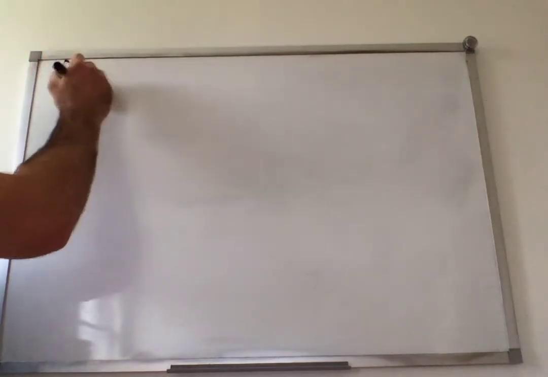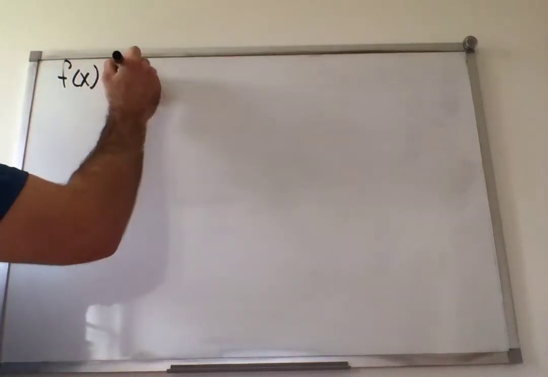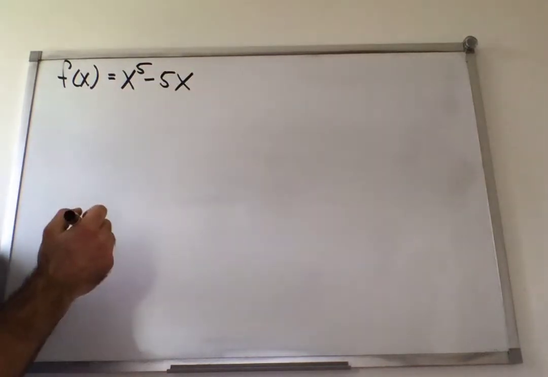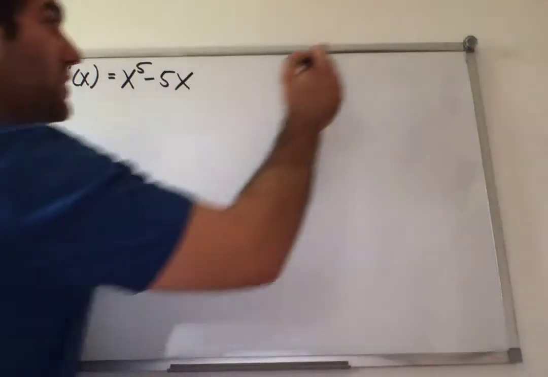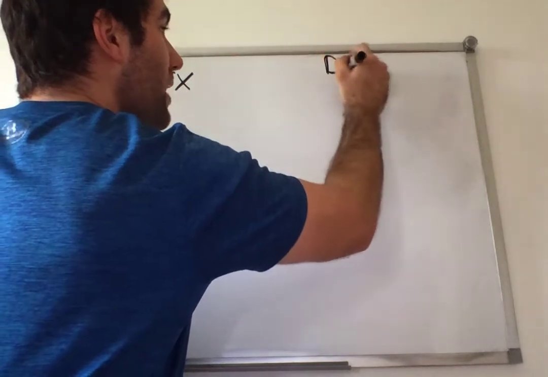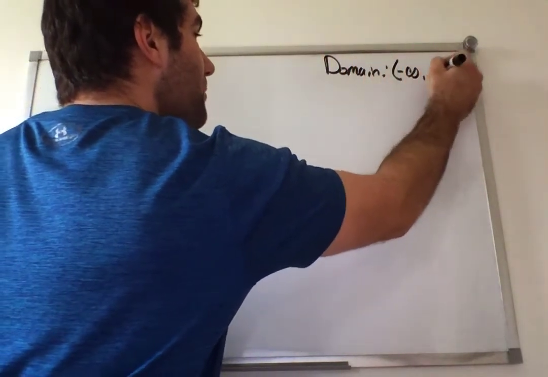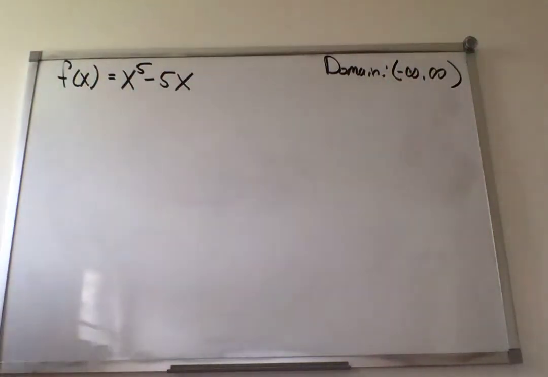I know I have on my paper y. I'm going to make it f of x. f of x equals x to the fifth minus 5x. Okay? Now the first thing we're going to find is the domain. Now this one's really easy because it is a polynomial. So therefore the domain is from negative infinity to positive infinity.